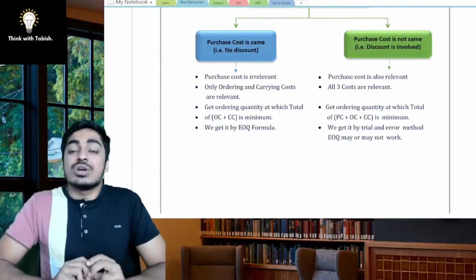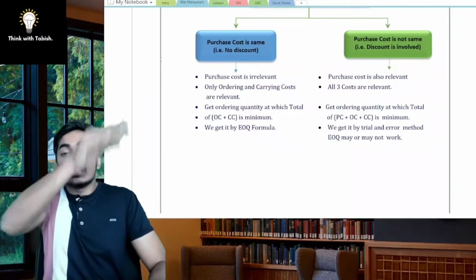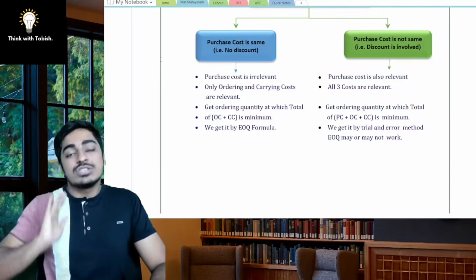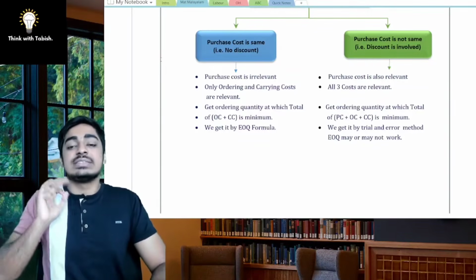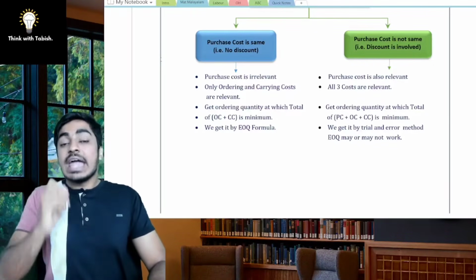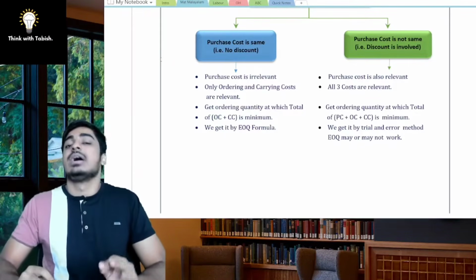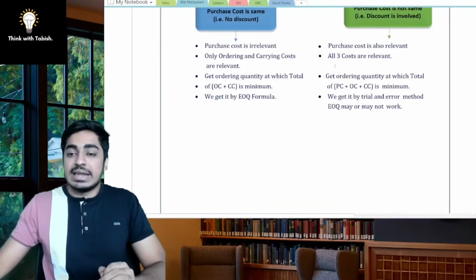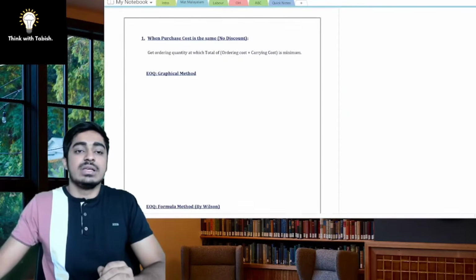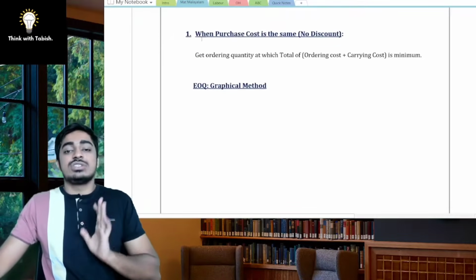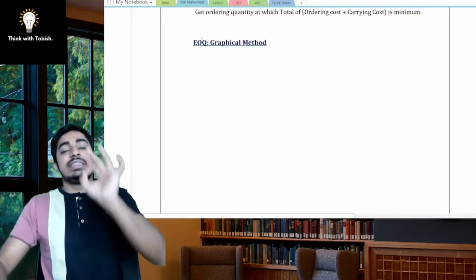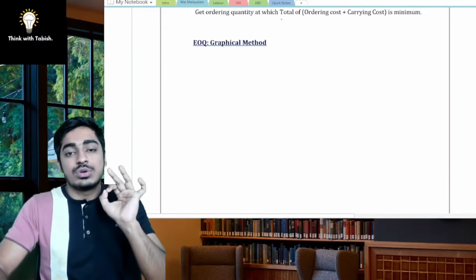If purchase cost is not the same, that is discount is involved, purchase cost is also varying, so purchase cost is also relevant. So how do we take a decision? We take the decision at that order quantity wherein the total of three costs is minimum. How do we get it? We get it by trial and error method.